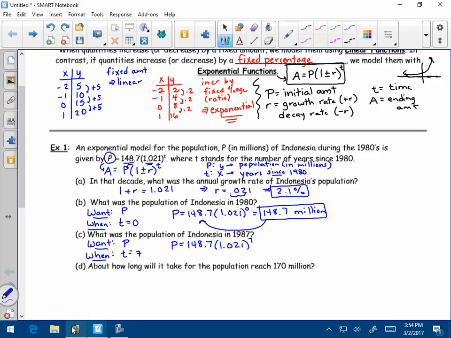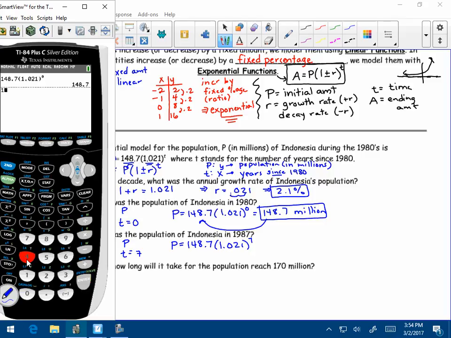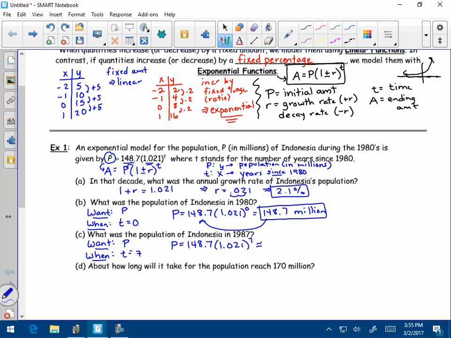And this one you definitely want to plug into your calculator. 148.7 times 1.021 raised to the 7th gives me 171.98. Didn't really tell me what to round it to. I'll always tell you on a test for the regions. We'll say this is about 172 million.